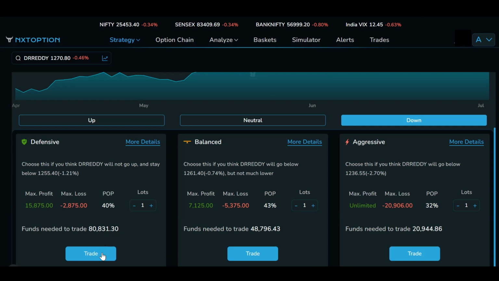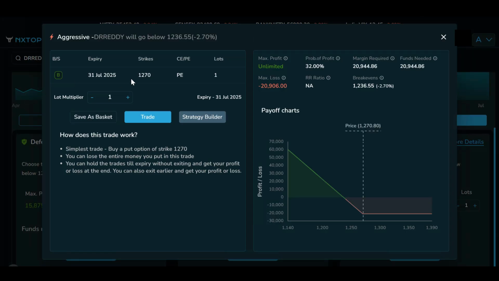Now there is a balanced strategy where my max profit will be 7,000 and loss will be 5,371. And then there is a very aggressive strategy where I may lose 20,960 and it has got a lot of potential. So let me click on this. So here the strategy is suggesting me to buy 1,270 put option, and I can click on trade.